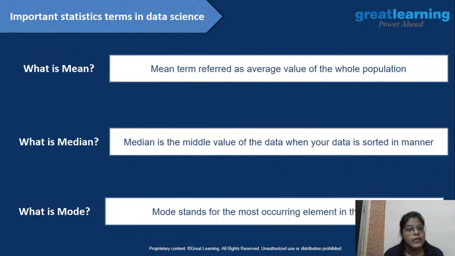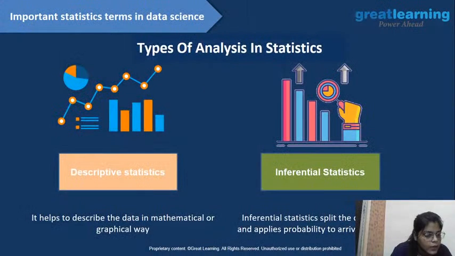So what is mean? Mean refers to the average value of the whole population, right? And median is the middle value of the data when your data is in a sorted manner. So always remember, the median is the middle value of the data when your data is sorted. Now comes the mode. Mode stands for the most occurring element in the data set, right? So this is the basics of mean, median, and mode.